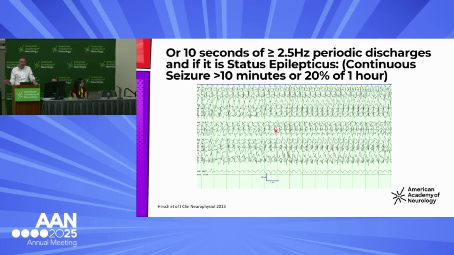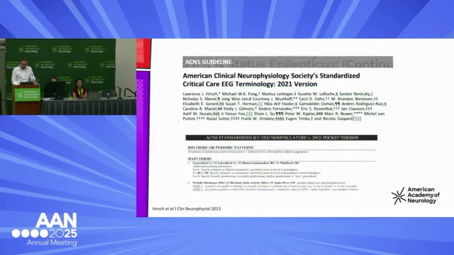So this is what rhythmic and periodic patterns in IIC are not. This is the upper limit. Once we see these things, these are seizures, and we treat them as such. But what about these things that don't quite get to that criteria?